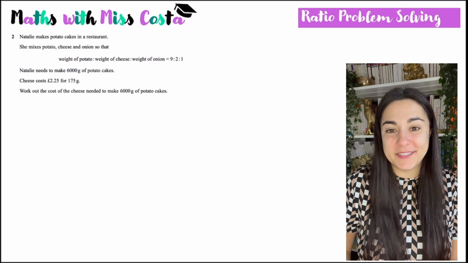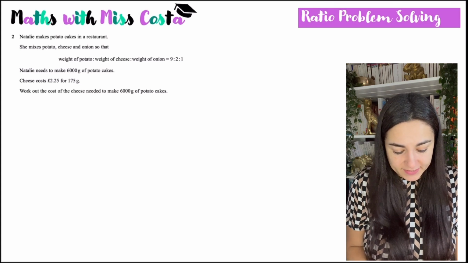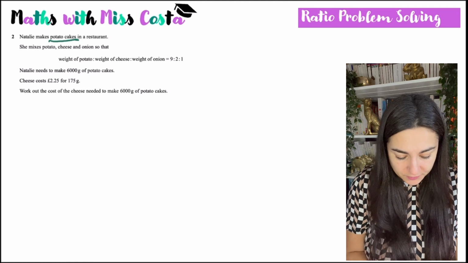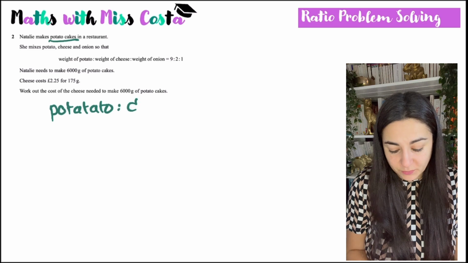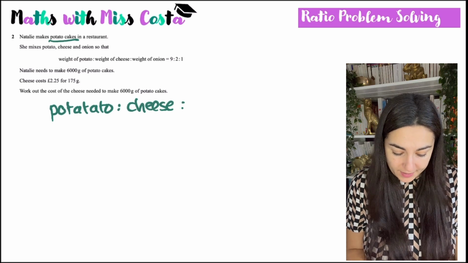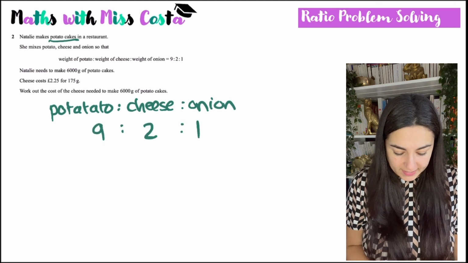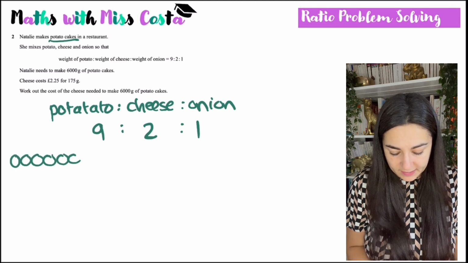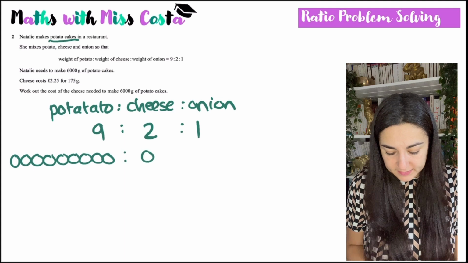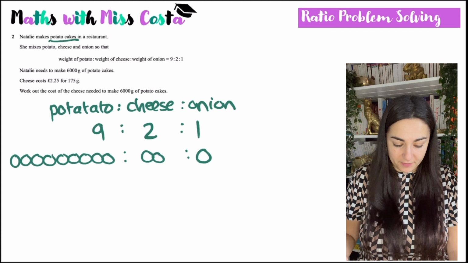For this question, we're dealing with ratio. We're told that Natalie makes potato cakes in a restaurant. She mixes potato, cheese, and onion. What helps is if we actually write out what is being mixed, in the ratio 9 to 2 to 1. So I can visually represent that: 1, 2, 3, 4, 5, 6, 7, 8, 9 parts to 2 parts to 1 part. So for every 9 parts of potato, there's 2 parts of cheese and 1 part of onion.